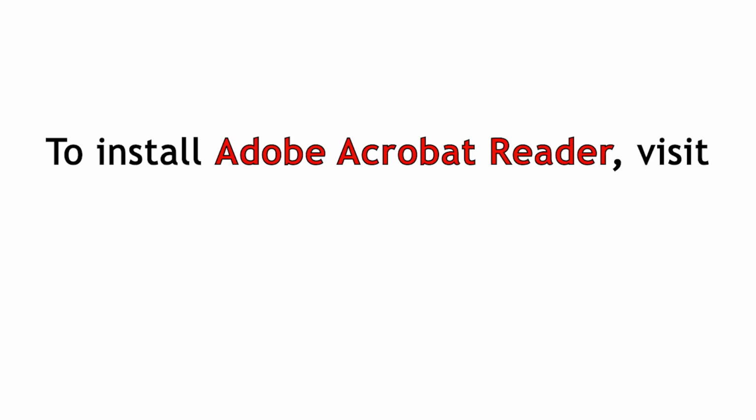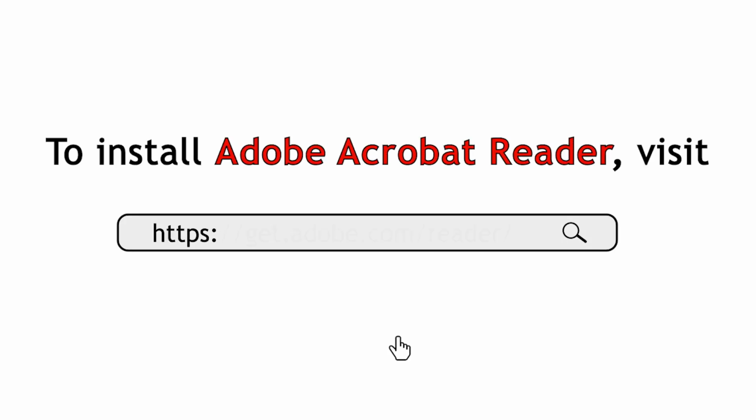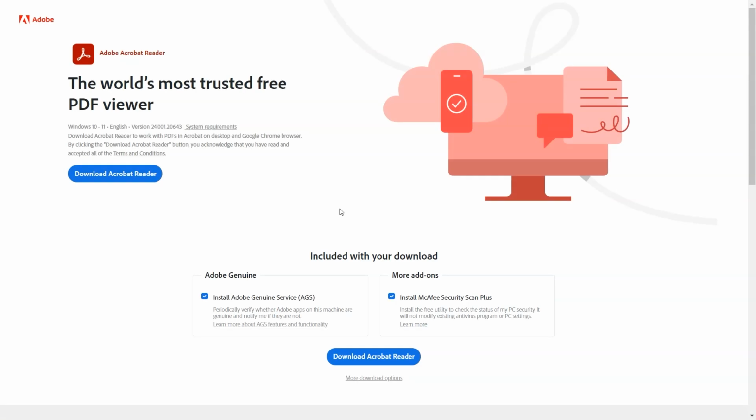In order to install Adobe Acrobat Reader, visit https://get.adobe.com/reader. Users can skip this part if they already have Acrobat Reader installed on their system. Let's begin. To prevent installing unwanted software, make sure to uncheck these options. Click on Download button to begin the installation process.